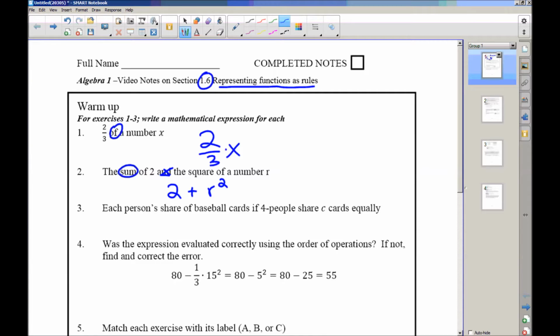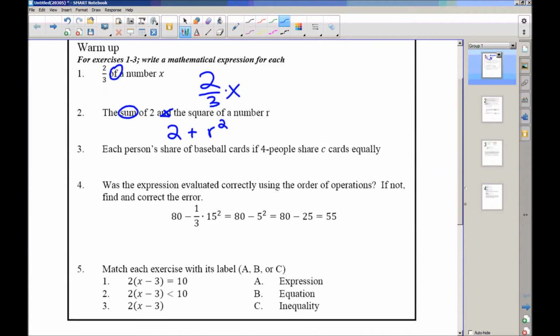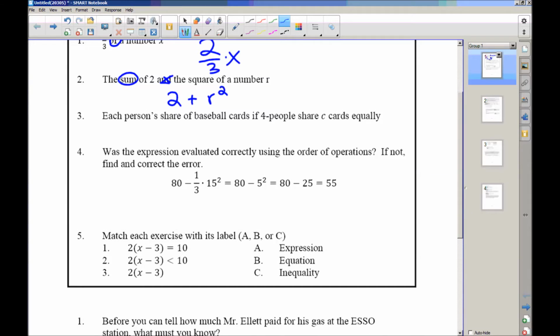Each person's share of baseball cards if 4 people share C cards equally. So it's not you and 4 others this time, it's just 4 people. So we take the C cards and we divide it by 4. And if this didn't come out evenly, then we'd have to tear up some cards in order to divide it equally.